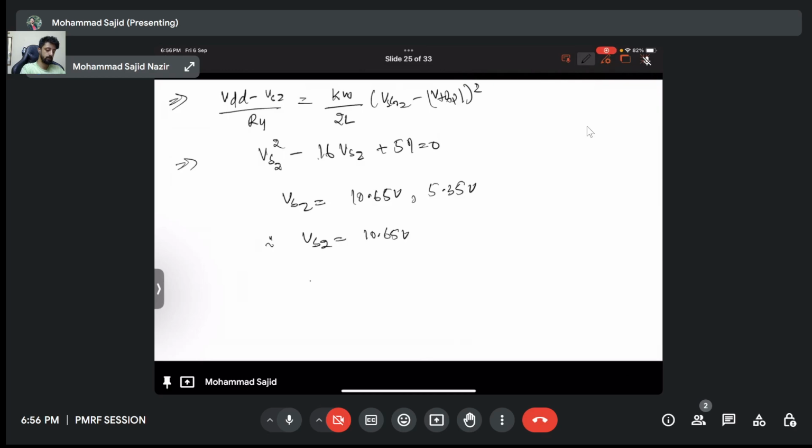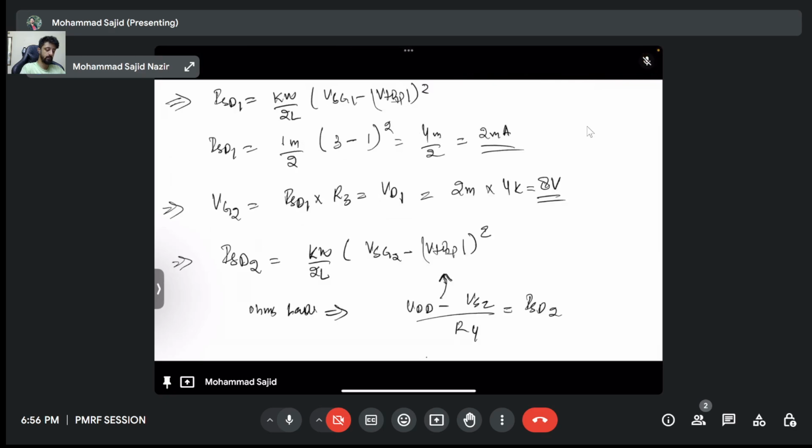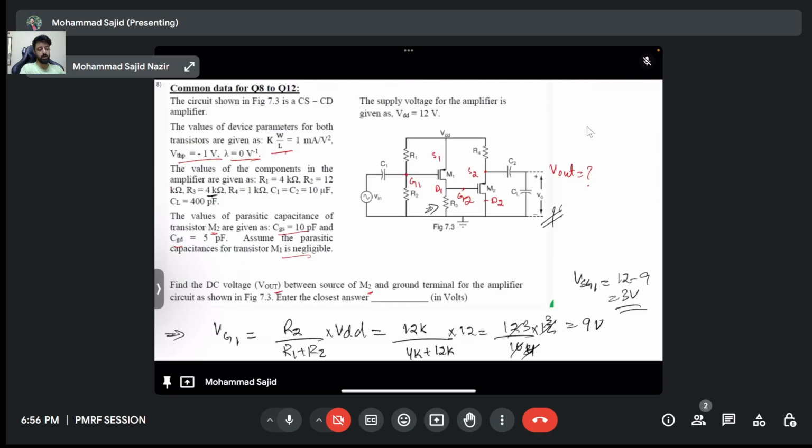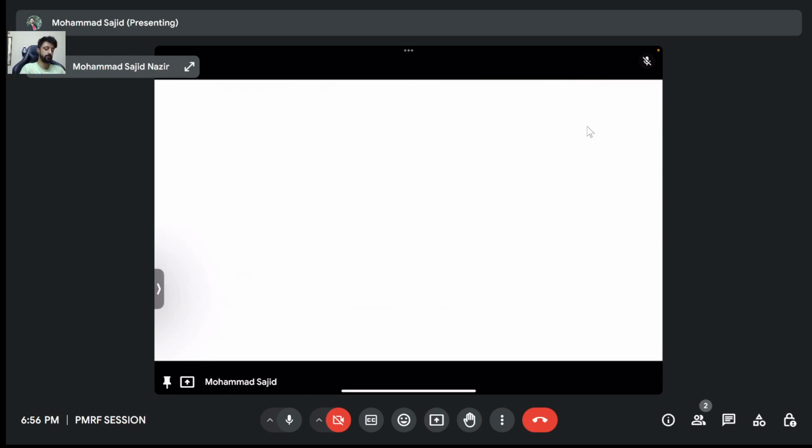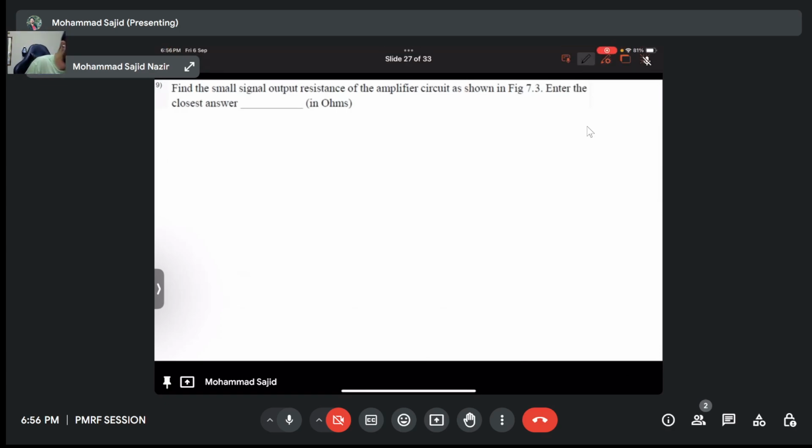So this will be my answer. Please do it yourself, why this will be the answer. This is 10.65, which was actually required in the question. Therefore the output, which is equivalent to VS2, is 10.65. This is my DC output voltage. Okay, we have just a few more questions.